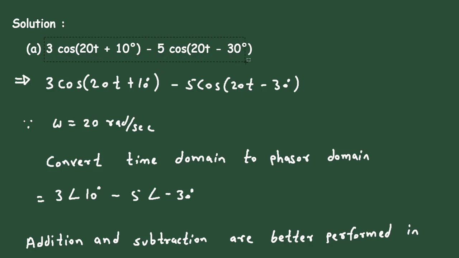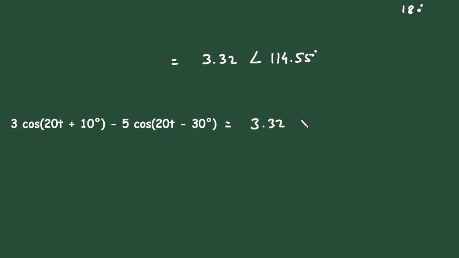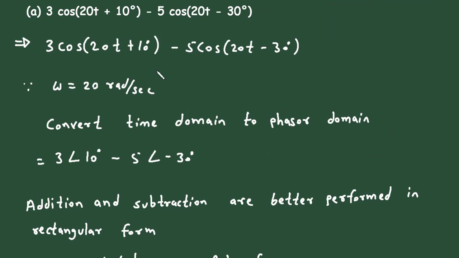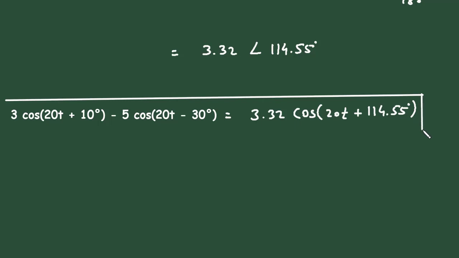So we can directly convert this polar form or this phasor into sinusoidal form again. So this should be equal to 3.32 cos omega t. Here we can see the value of omega is 20. So 20t plus phi value is 114.55 degree. So this is the final answer for problem A.